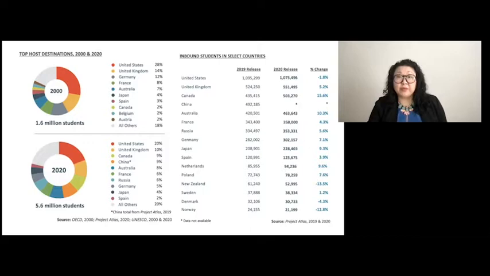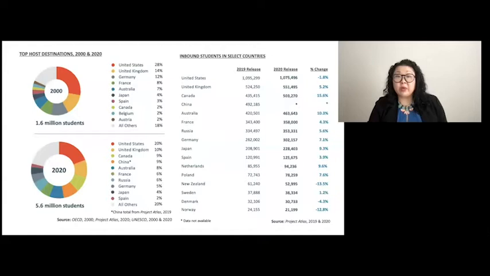Overall, we know that there are many push-pull pressures that affect student choice for studying abroad. These two slides from Project Atlas give us a quick glance at the current state of global student mobility, from which we can make assumptions about student choice for location. And now we'll delve a little bit deeper into our four guiding principles to approach both research and practice on student mobility and education abroad from an equity-driven perspective.